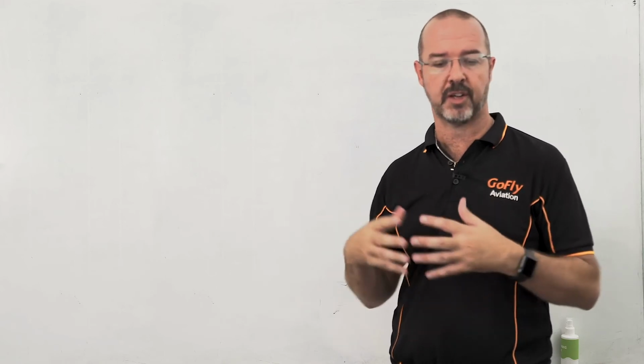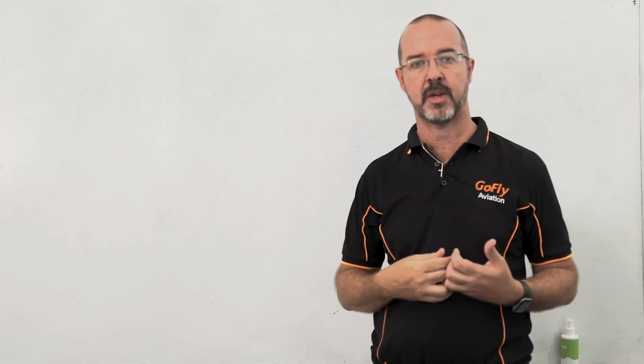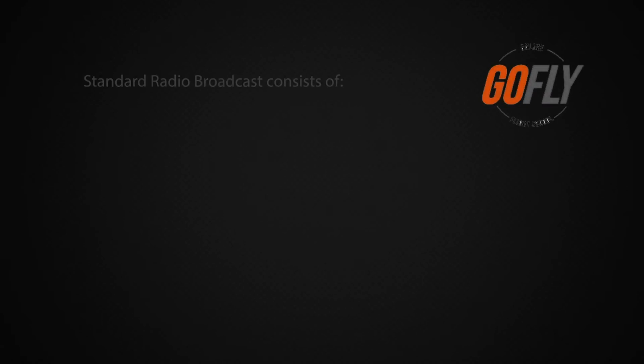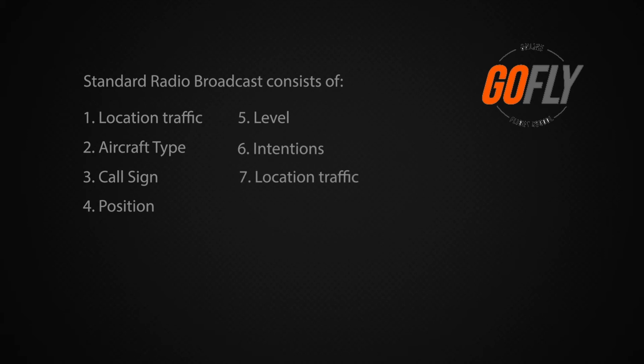At Calandra, we have a lot of traffic in the area, so we teach our students to give recommended calls in all circumstances and teach them to do recommended calls depending on traffic at all times, because there's always generally traffic here. A standard radio broadcast consists of location traffic. So for instance, here at Calandra, it would be Calandra traffic, the aircraft type, the call sign, the position, the level, the intentions, and the location again.